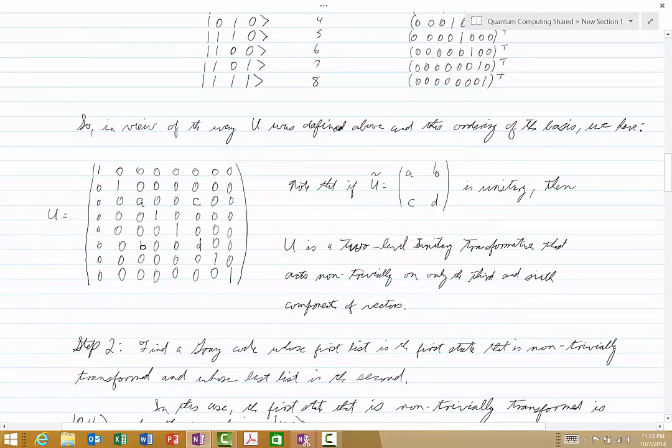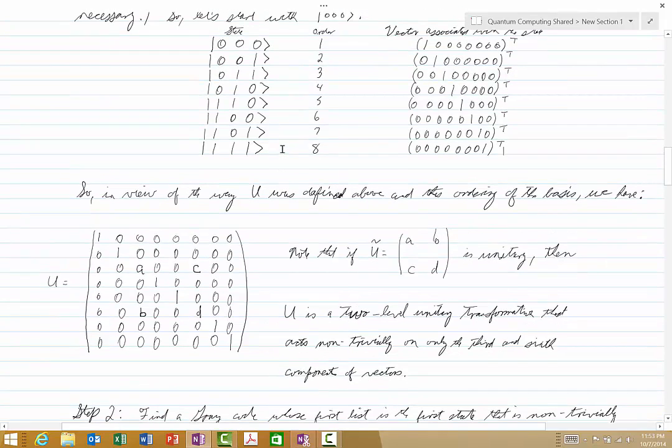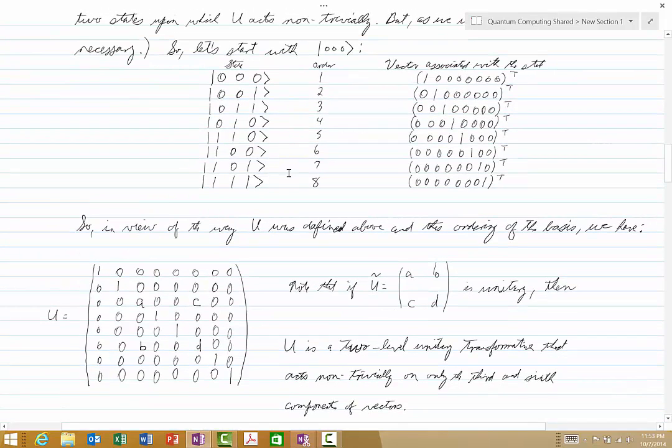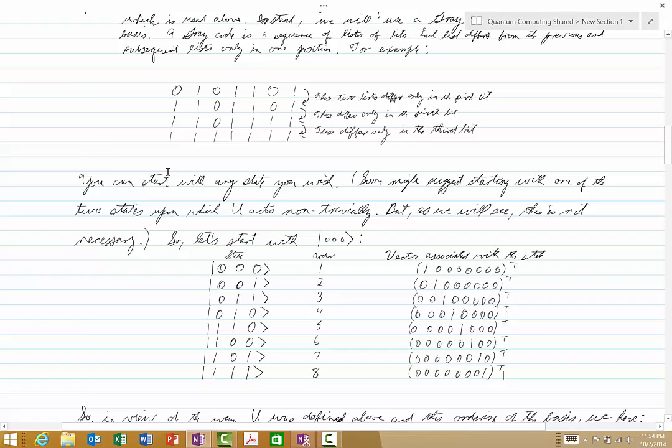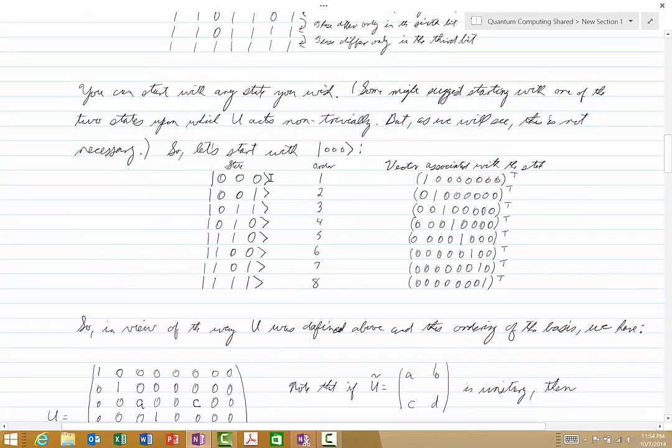Okay, so now that we have used the gray code to reorder the basis, and by the way, let me note one thing. This step here of finding the matrix for U was not necessary. We do not have to do that. All you really have to do in step 1 is to come up with a gray code that will give you an ordering for your basis. Okay, that's all you have to do in step 1.